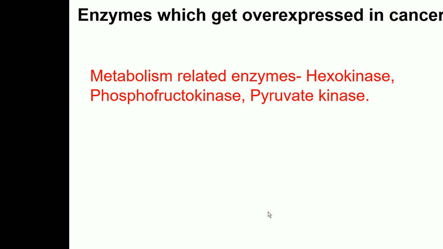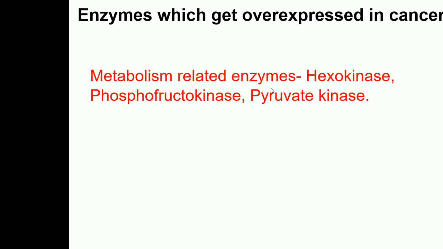Okay, the last important thing we need to know is how to relate this chapter to cancer. Cellular respiration is a metabolic process. So how can we relate this chapter to cancer? There are some metabolism related enzymes like hexokinase, phosphofructokinase, and pyruvate kinase. These are the enzymes which are actually involved in the first stage of cellular respiration, which is called glycolysis.